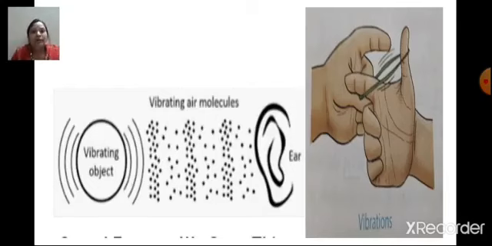Now this is the picture. In this picture on the right hand side we can see how we can produce vibrations with the help of a rubber band. When you strike it, it vibrates. Now vibrating objects vibrate the air molecules, and those air molecules reach our ear.